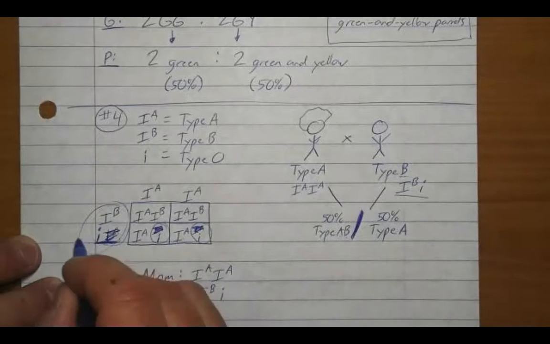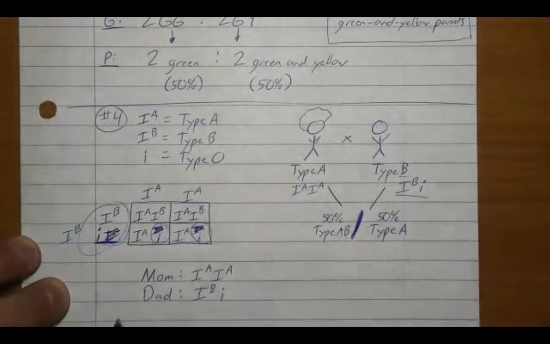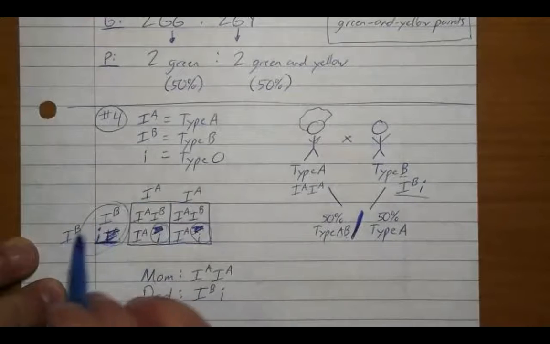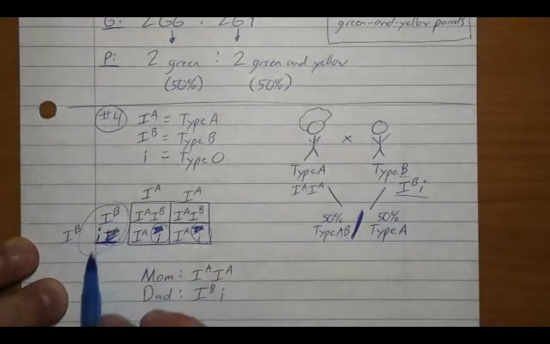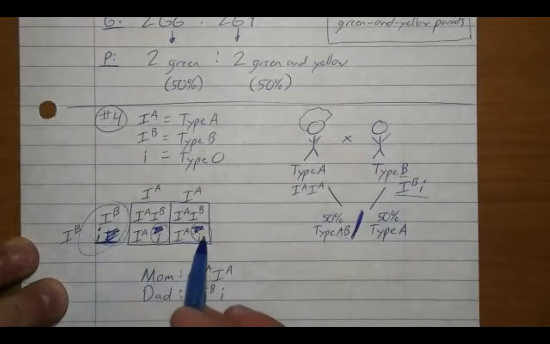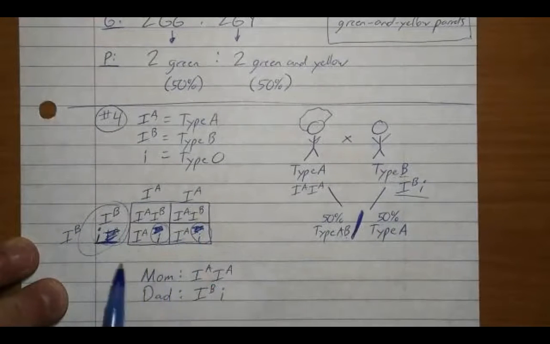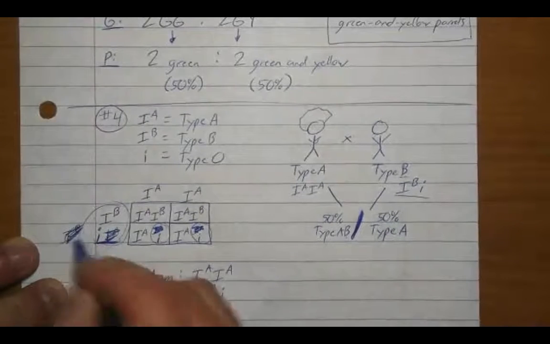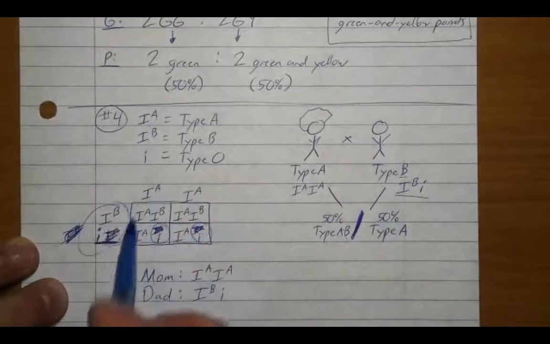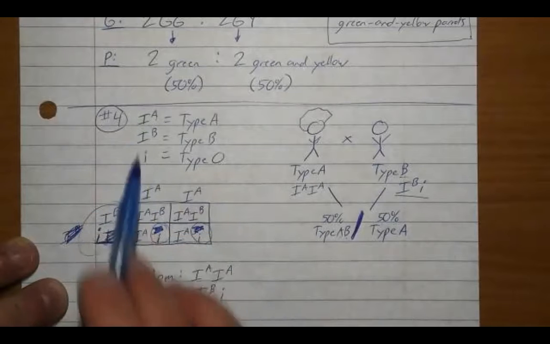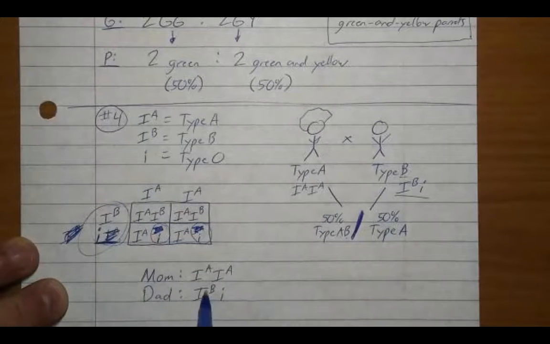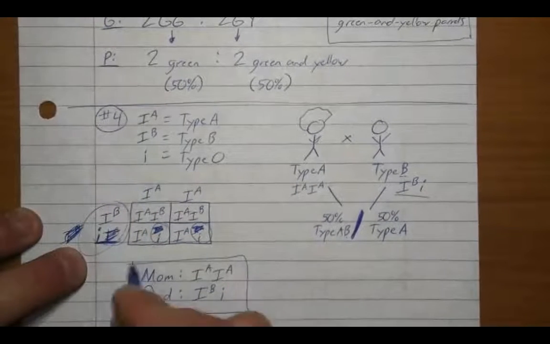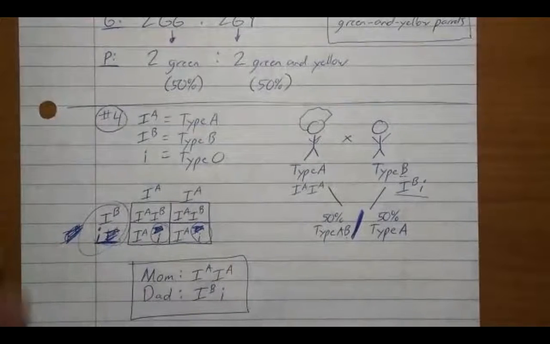If I put another I to the B here just to show you the other options, sure, that works for dad. Dad would be type B. But then that would make this AB, AB, and we'd have 100% of the children being AB. That didn't happen. So that is not a possibility. So out of these three, the only one that works is the lowercase i. The I to the A didn't work, the I to the B didn't work, only the lowercase i works. So that makes dad right there. That's your answer for number 4.